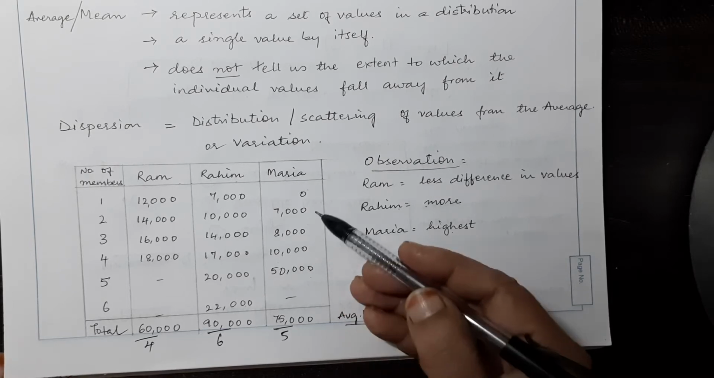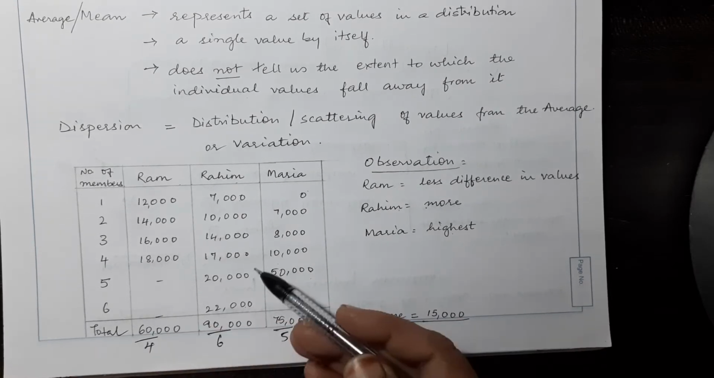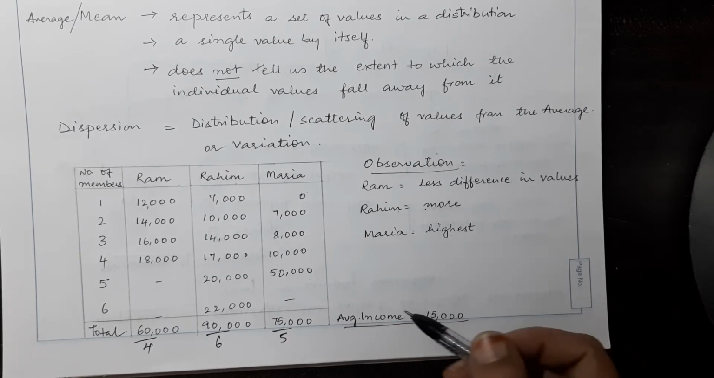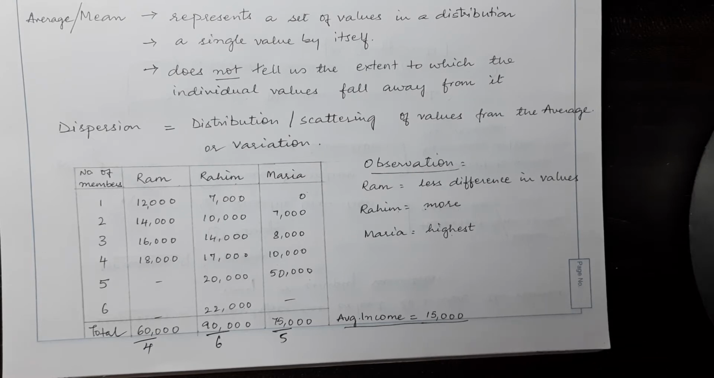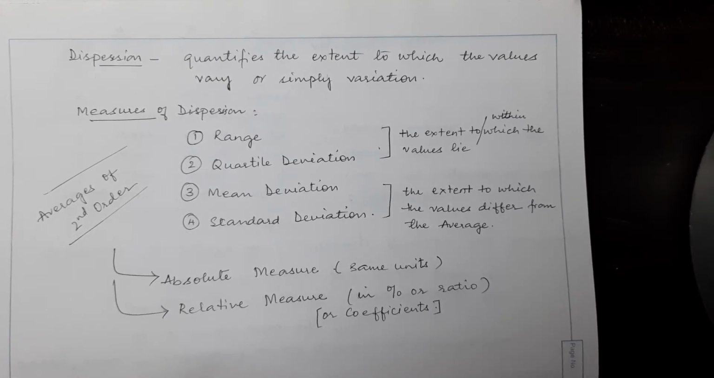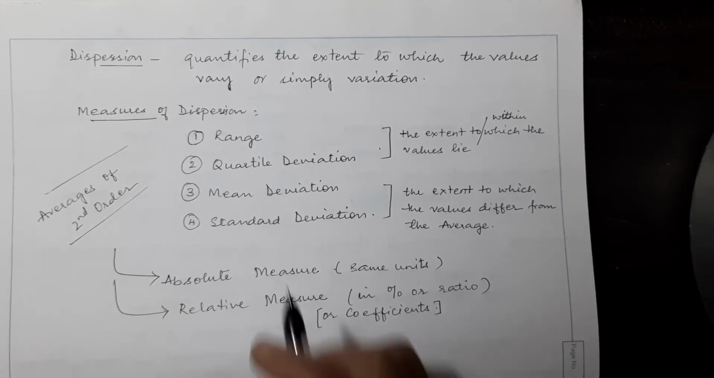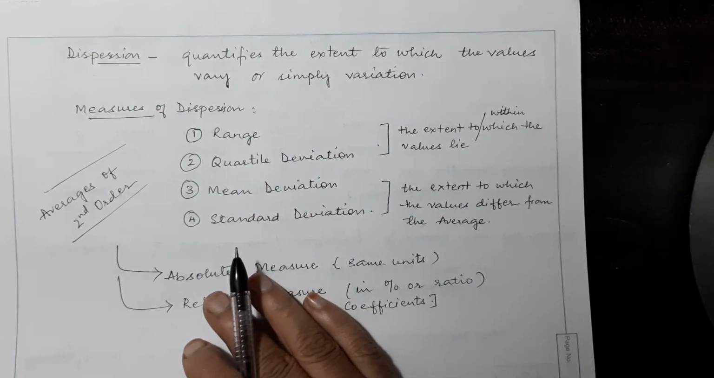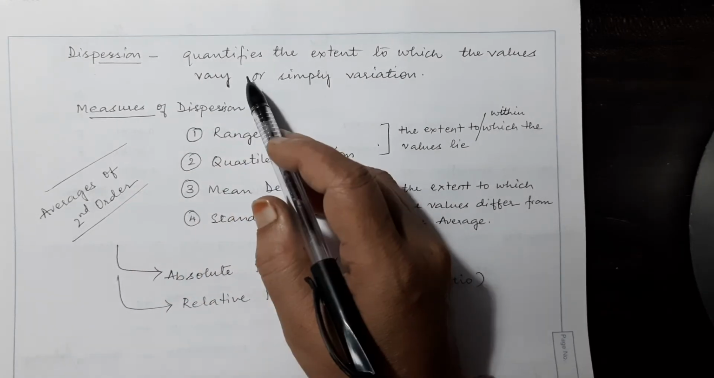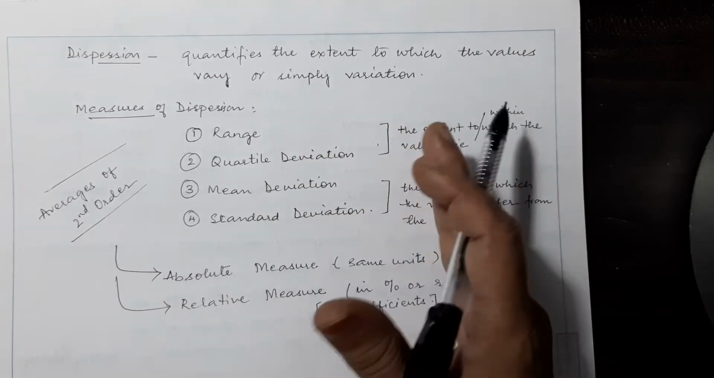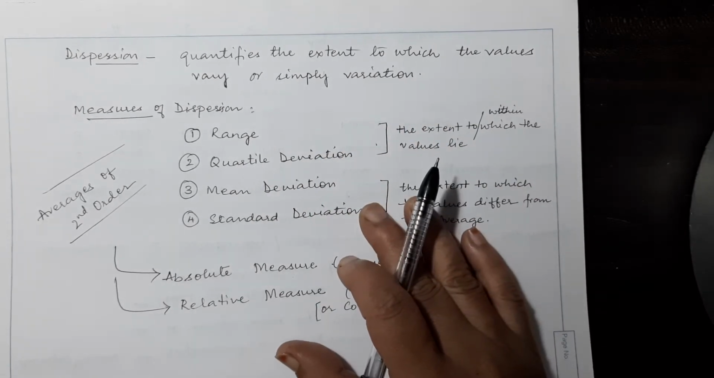So the difference in these values is different in all the three friends. However, the average income happens to be the same. So this is where dispersion comes to help. Those income inequalities will be better explained by the dispersion. That's what we are going to learn in this video. Dispersion quantifies the extent to which the values vary, or simply called variation.